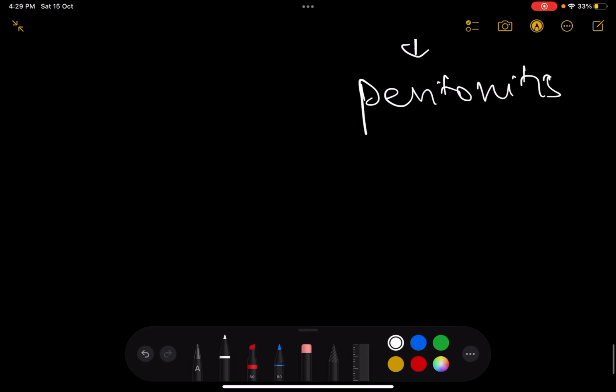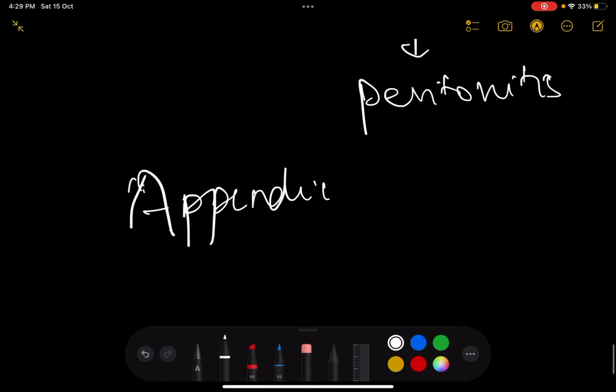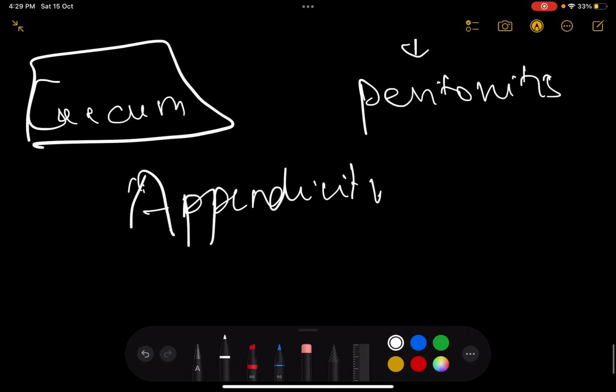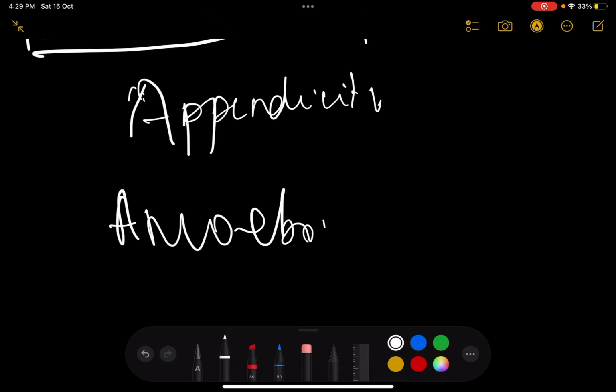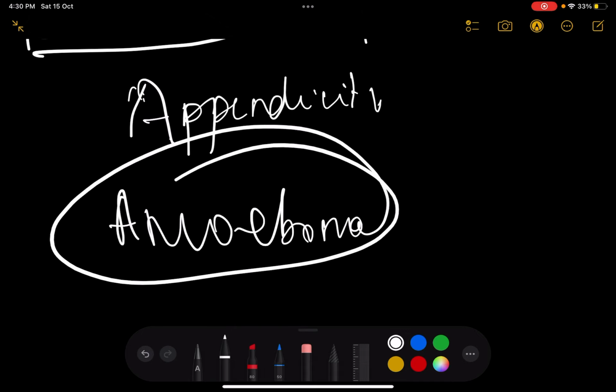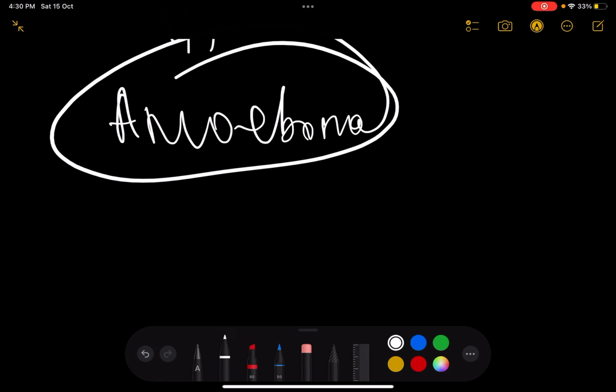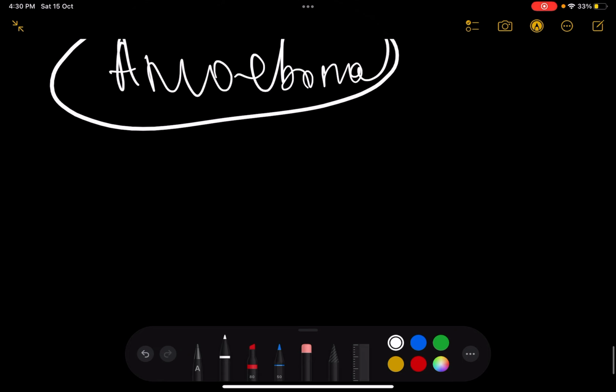Also, if let's say the amoeba somehow reaches the appendix, it can cause amoebic appendicitis, because cecum and appendix are in close proximity. I hope you know that. So you can also have amoebioma, which is a palpable mass. You can have a palpable mass because of regeneration of the ulcers and then forming a mass. Also, the most important is the extraintestinal manifestations.